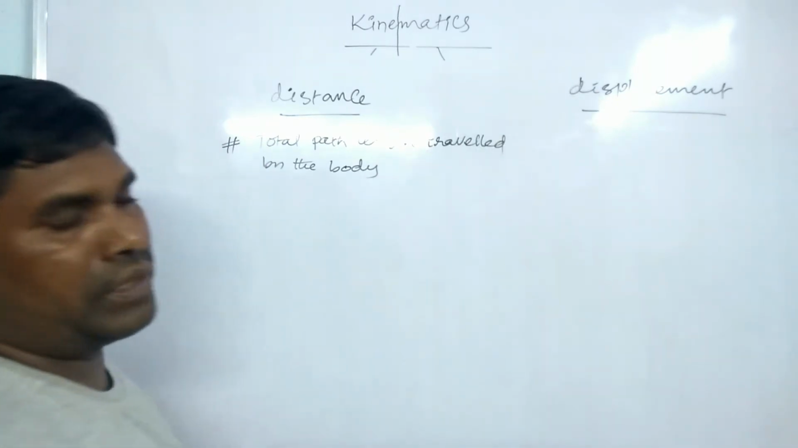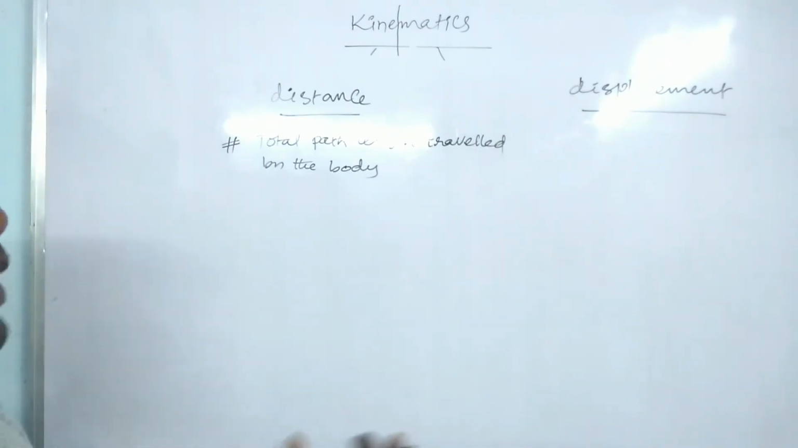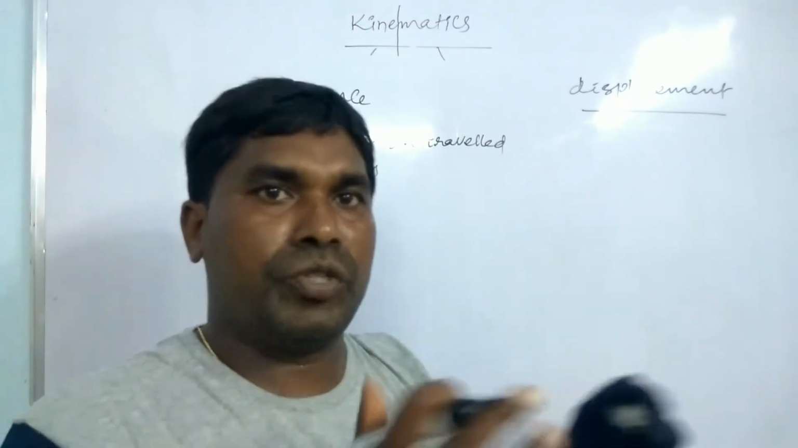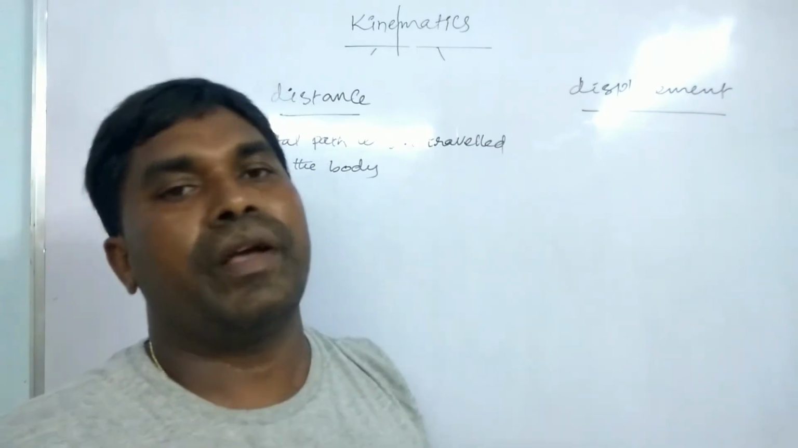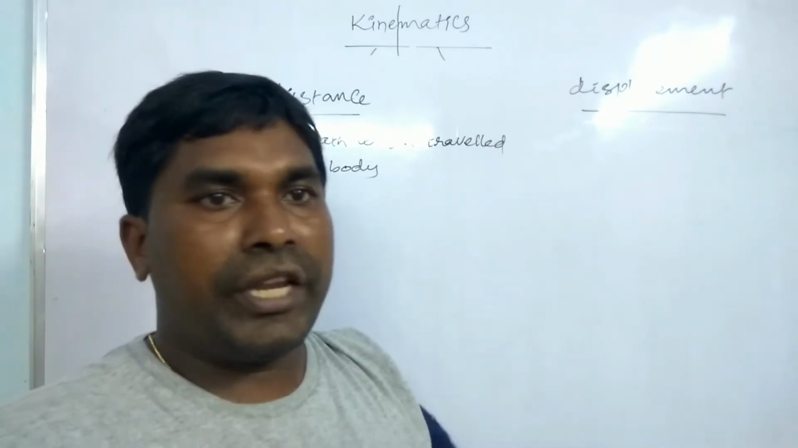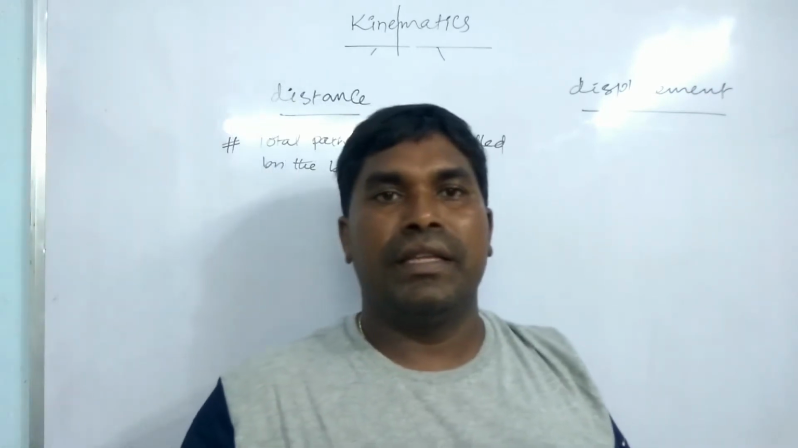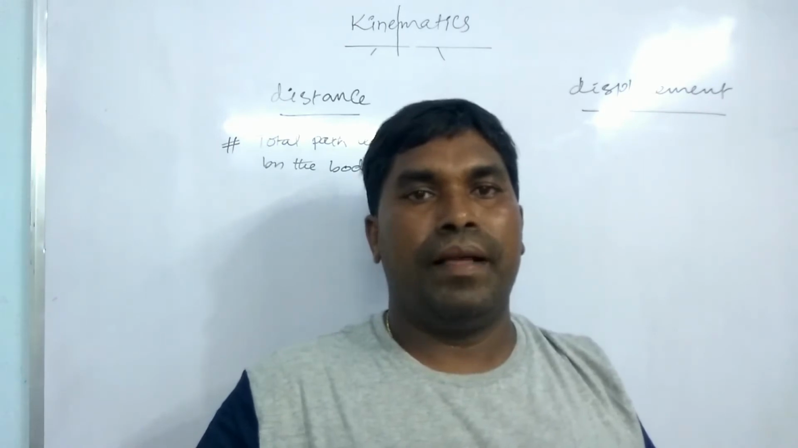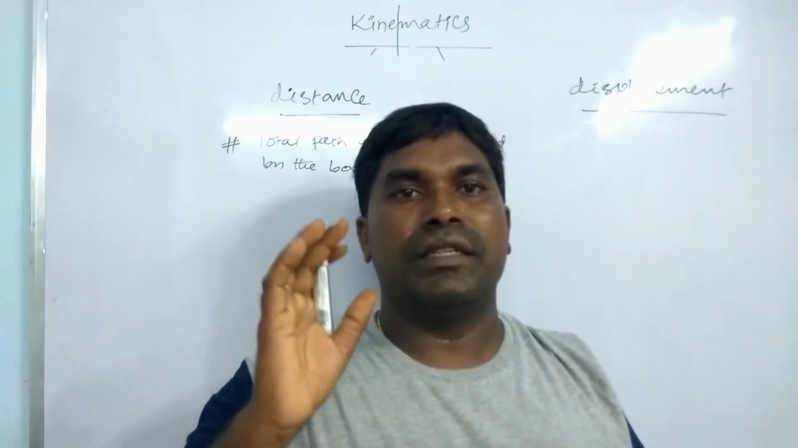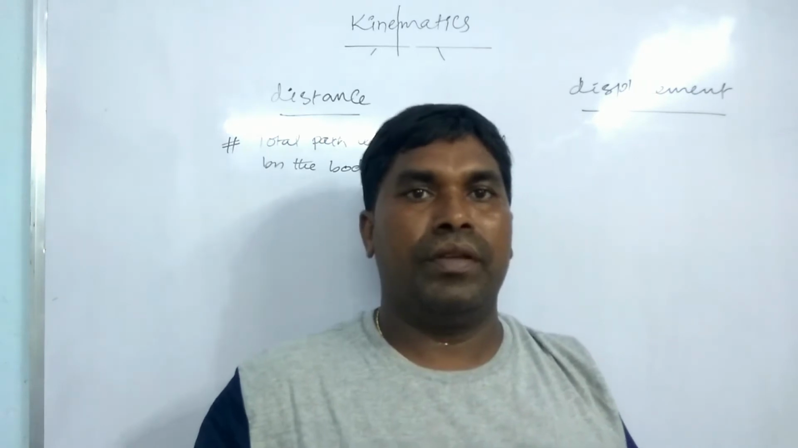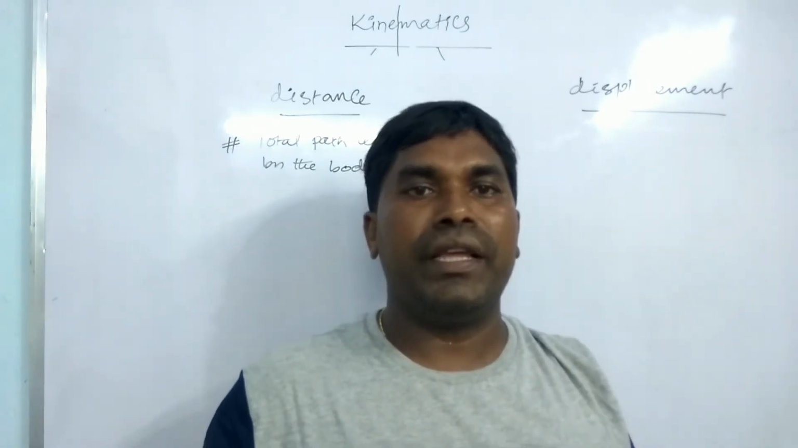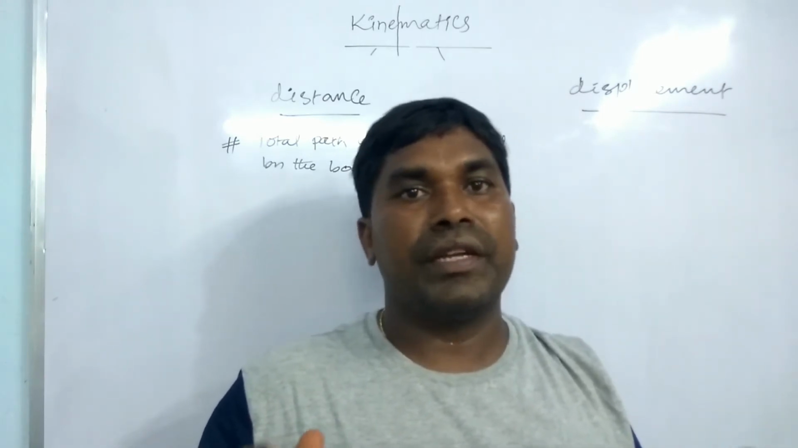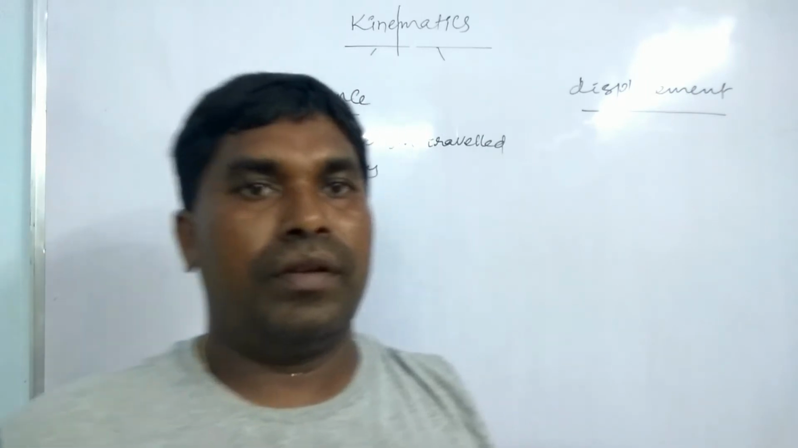In case of displacement, if a body changes its position, then only displacement occurs. If there is no change in the position of your body even though it has moved some distance, then displacement is equal to 0. If there is no change in the position of your body, there is no displacement. There may still be a distance. How is that possible? Let us see.